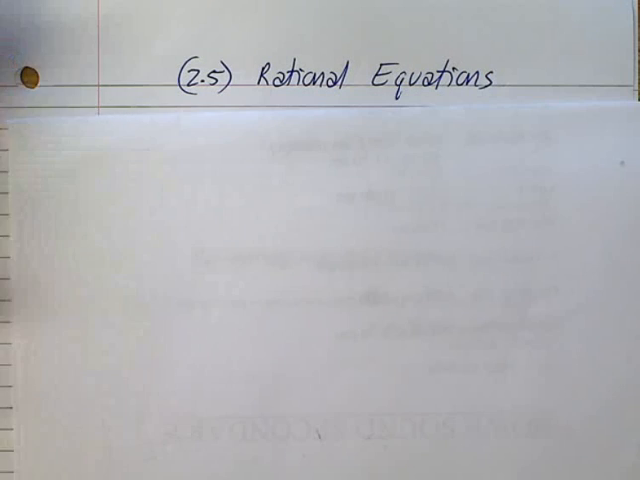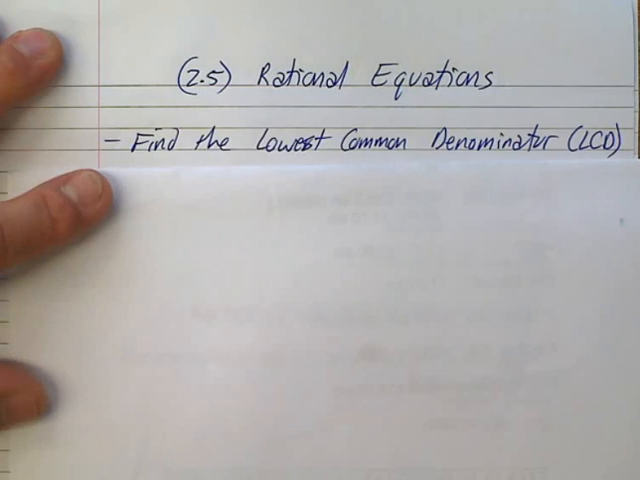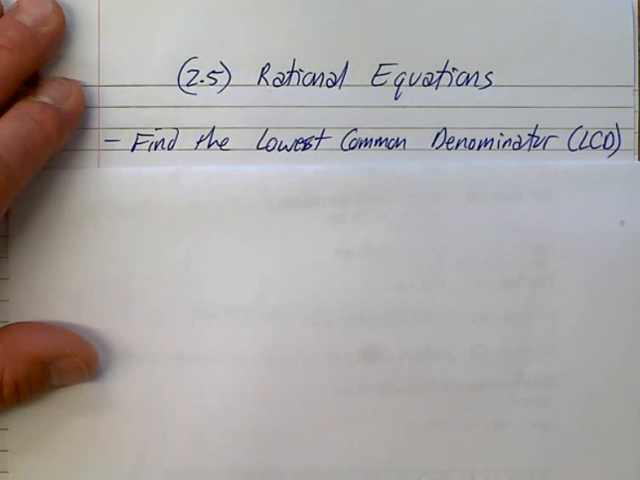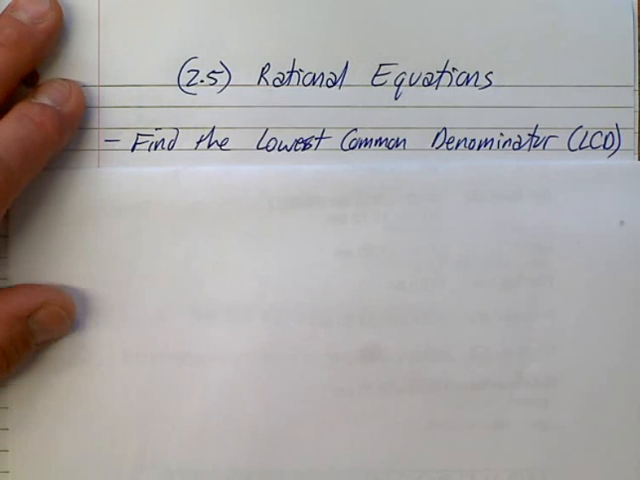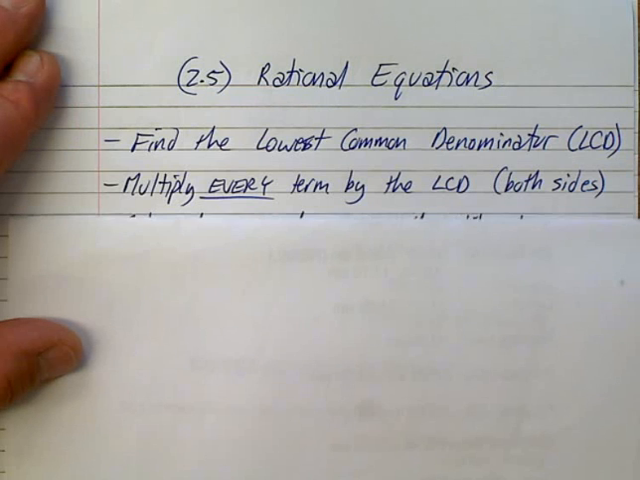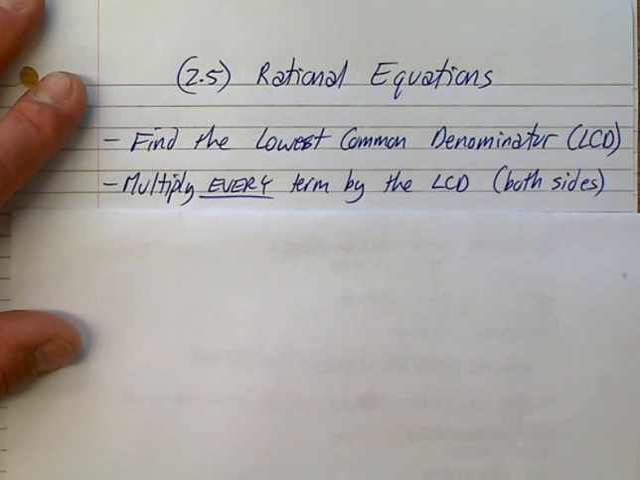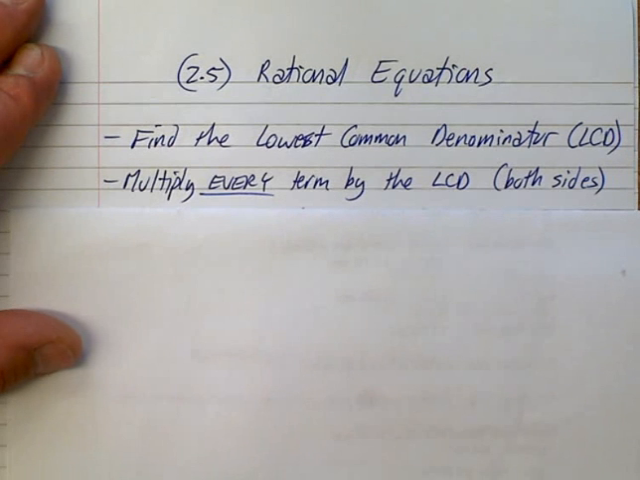Okay, so all the rules are still the same. We're looking for the lowest common denominator. How we solve these is we find that lowest common denominator. You get rid of all the fractions or all the denominators by multiplying every term by the LCD. Okay, that means on both sides. You will see very shortly how that works in practice.